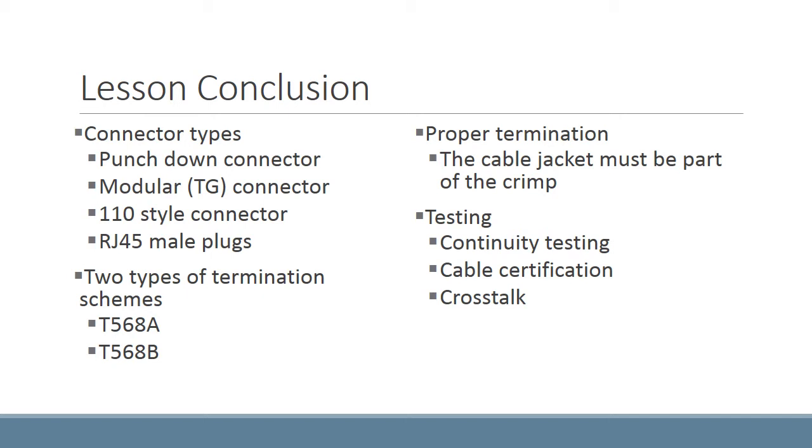In conclusion, there are many connector types in the industry. The most common connector types are punch-down connectors, modular connectors, and RJ45 plugs. There are currently only two types of termination schemes. They are T568A and T568B. In order for a cable to be properly terminated, the cable jacket must be part of the crimp. The most common cable testing methods are continuity test, cable certification test, and crosstalk fault test.